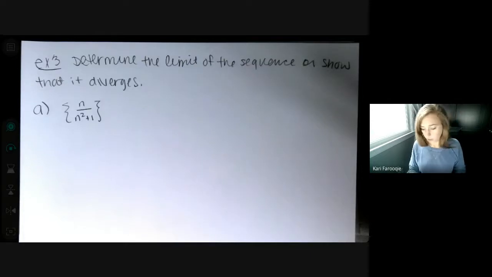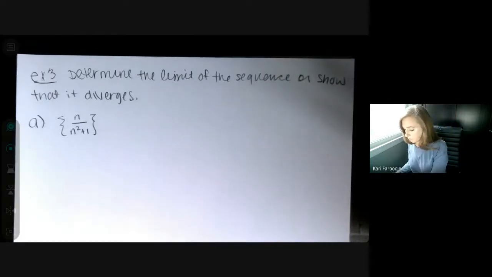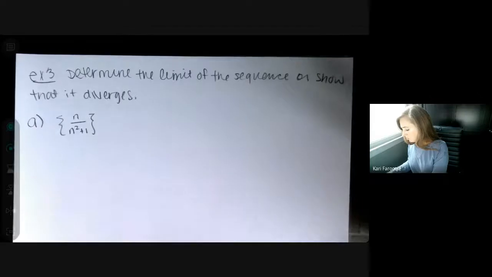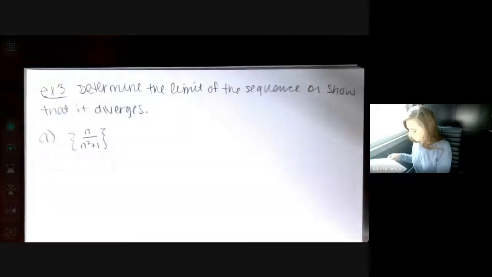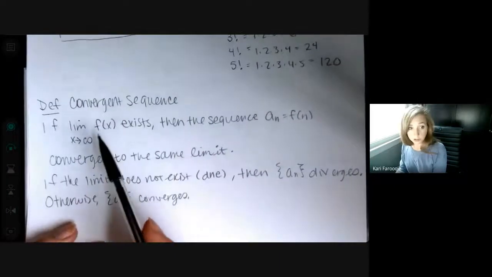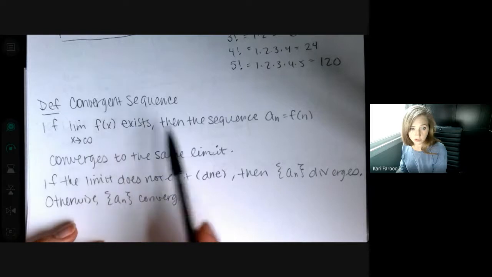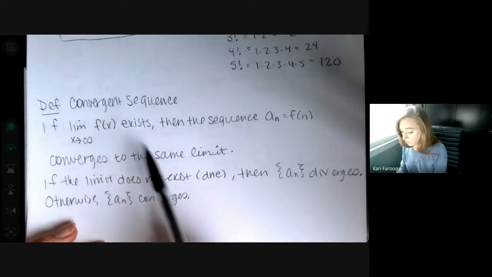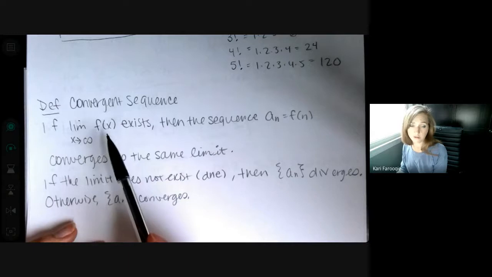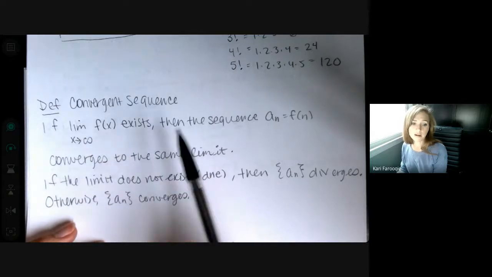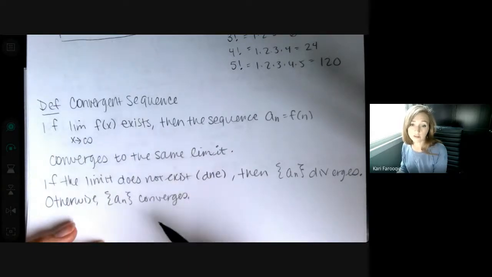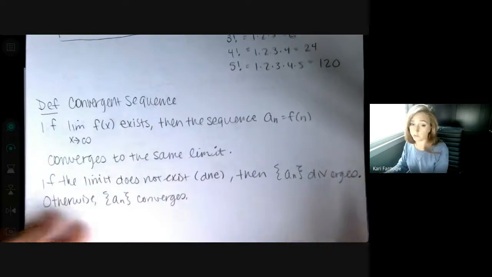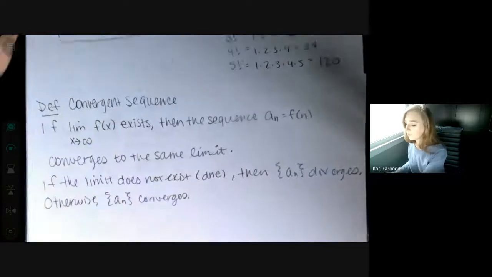So if you're trying to determine whether or not your sequence converges, I'm going to go back to this theorem because I feel like it really applies here, and I want to make sure that we revisit it here. If the limit as x approaches infinity exists, then the sequence converges to the same limit. So what we're going to do is take the limit as n approaches infinity, and we're going to get the limit there. Now, if the limit doesn't exist, then we would say that the sequence diverges. Otherwise, we would say that the sequence converges. So we would find the limit, just whatever that limit value is, would be the limit of the sequence.